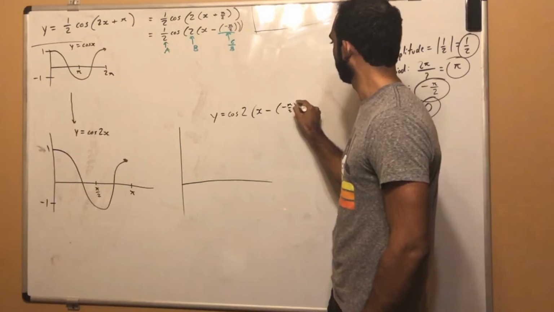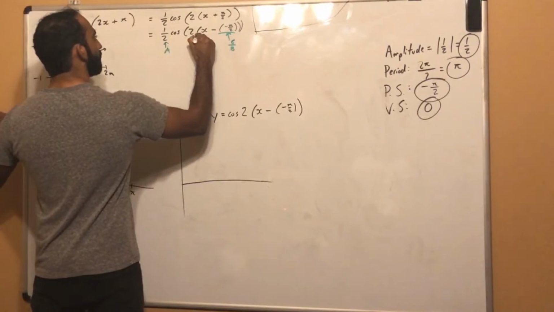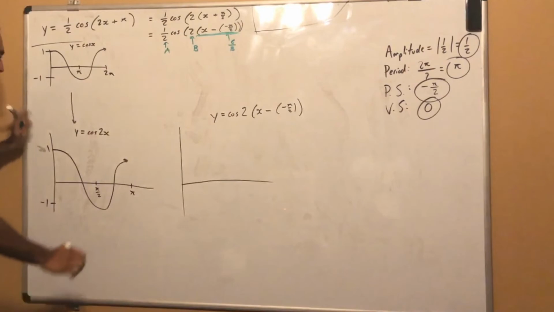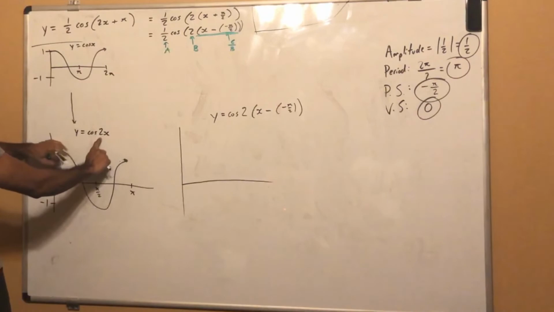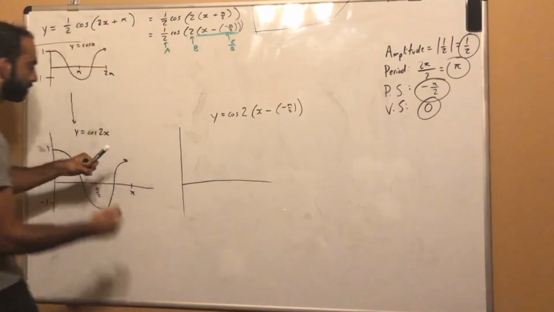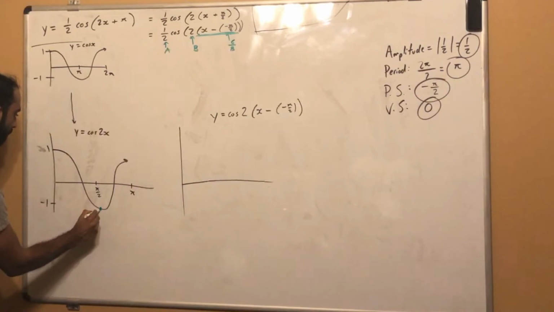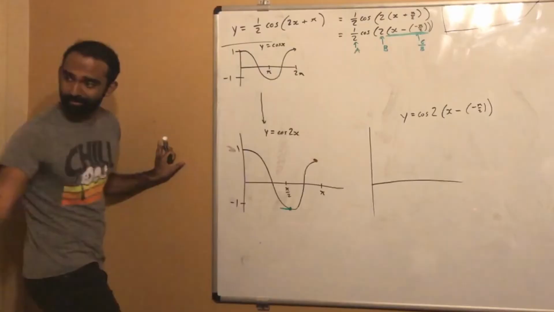Whatever you see in this set of parentheses is what you use for the horizontal shifting. I am taking this graph and doing what to it? The only difference is instead of 2 times x, it's 2 times some shifting factor. You would move it pi over 2 to the left. Yes, pi over 2 to the left. So, for example, this point here, at pi over 2, negative 1, on this new graph is going to be where? At the y-axis.